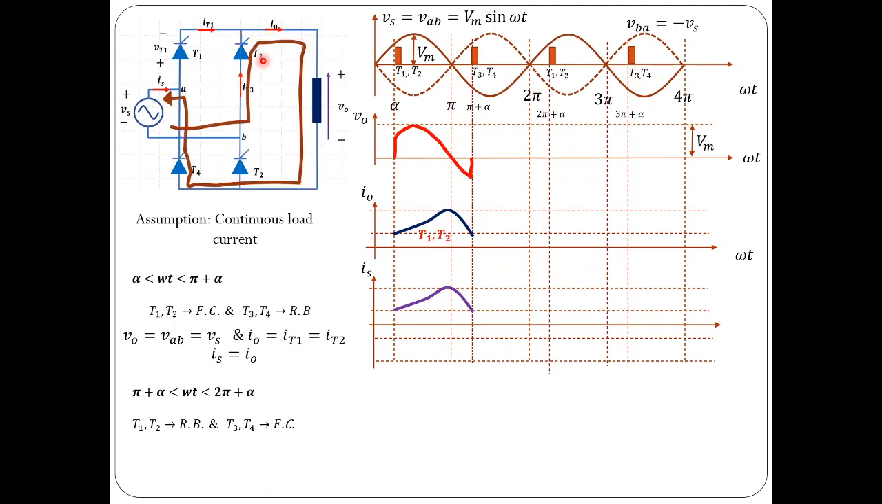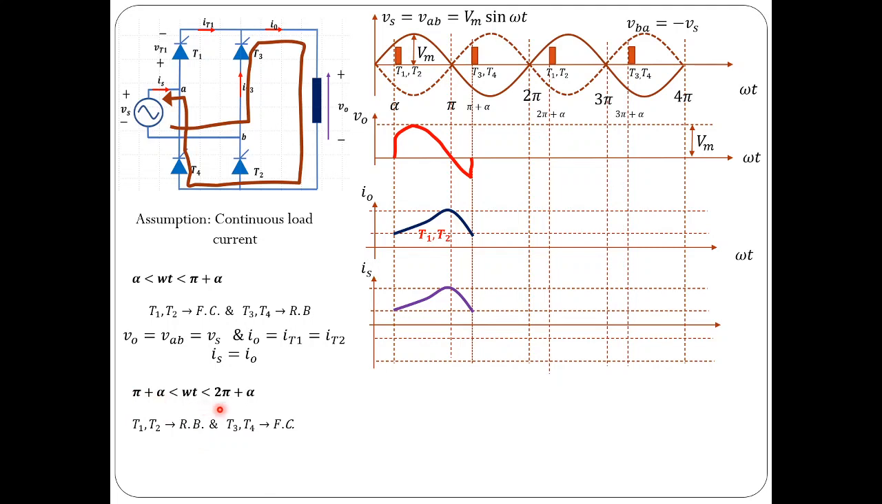That is this way. Now what would happen? The load current would be transferred from T1, T2 to T3, T4. T1, T2 are known as outgoing thyristors, and T3 and T4 are known as incoming thyristors. So load current would transfer from the outgoing thyristors to incoming thyristors. T3 and T4 are in forward conduction state and T1, T2 are in reverse blocking state. They are in off state.